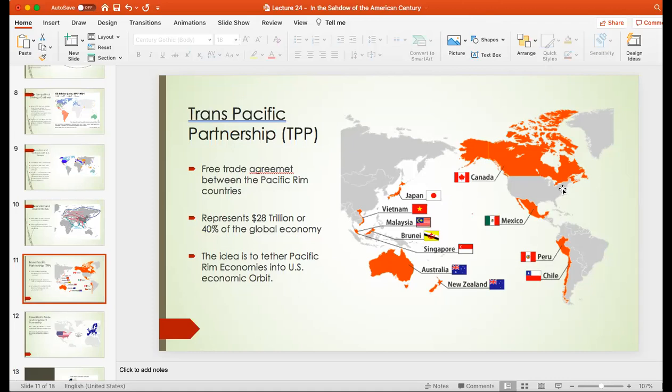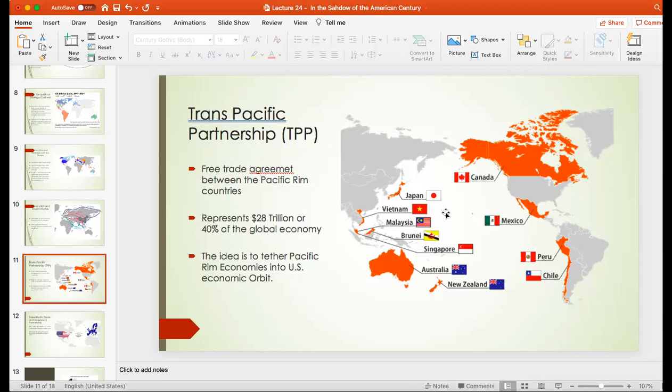But if you look at it from a geopolitical point of view, it's the United States, again, using its economic power for an imperial end, right? To tether all these countries. Because of course, and this is the thing Trump never talked about, the one country that is not involved in the TPP is China. It was meant to pull these countries more into the US economic orbit or axis of it. That's one aspect of it.